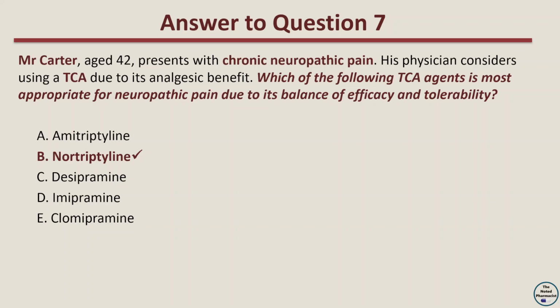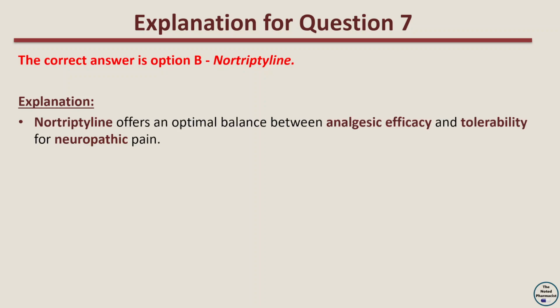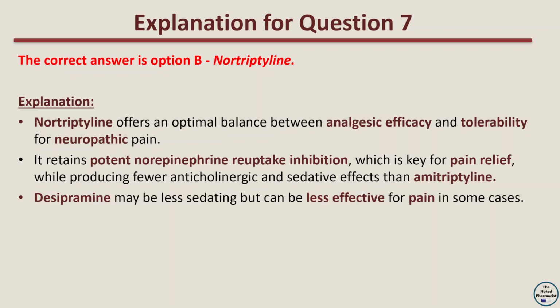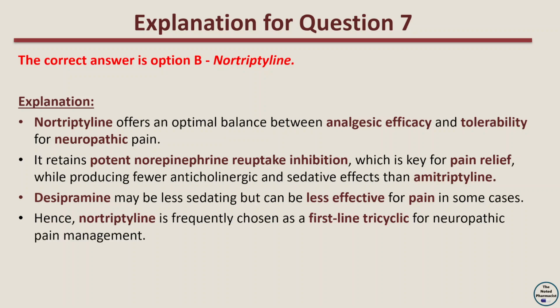The correct answer is option B, nortriptyline. The explanation is that nortriptyline offers an optimal balance between analgesic efficacy and tolerability for neuropathic pain. It retains potent norepinephrine reuptake inhibition, which is key for pain relief, while producing fewer anticholinergic and sedative effects than amitriptyline. Desipramine may be less sedating but can be less effective for pain in some cases. Hence, nortriptyline is frequently chosen as a first-line tricyclic for neuropathic pain management.